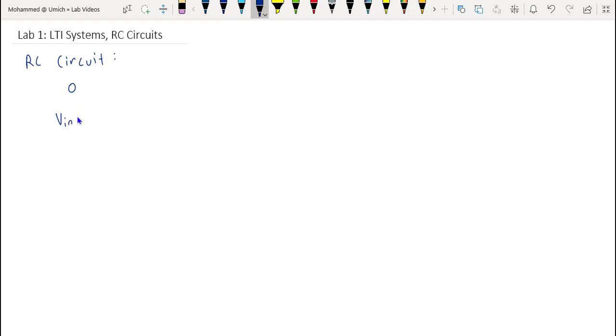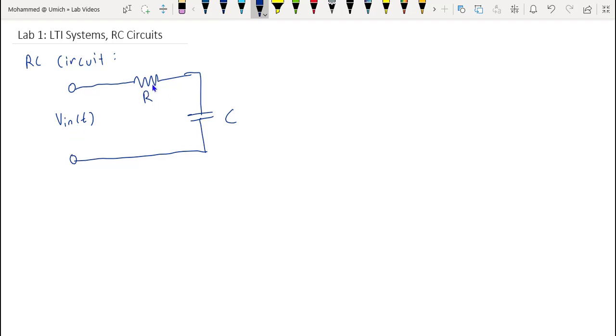An RC circuit is a circuit with a resistor and a capacitor in series, and it'll look something like this. Here's my input voltage Vin of t. I have a resistor, resistance R, and then a capacitor in series with that resistor with capacitance C. So what's the role of each component in this circuit? Of course, Vin of t is the input voltage which comes from the power supply.